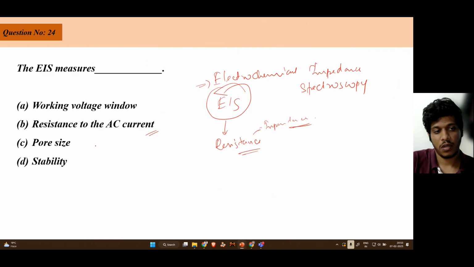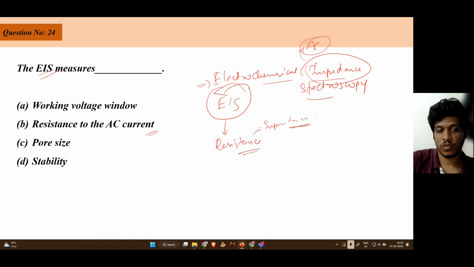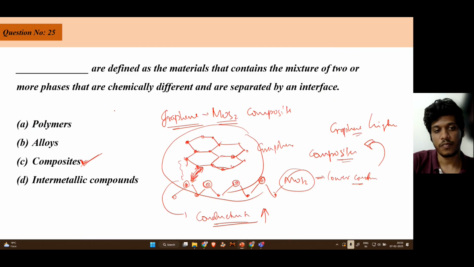The 24th question was, what does the EIS measure? EIS stands for electrochemical impedance spectroscopy. Impedance is generally the resistance when we talk about an AC circuit. So if you have a device and need to calculate its internal resistance or its resistance to an AC circuit, we generally do an EIS measurement, and then we get its resistance to the AC current.